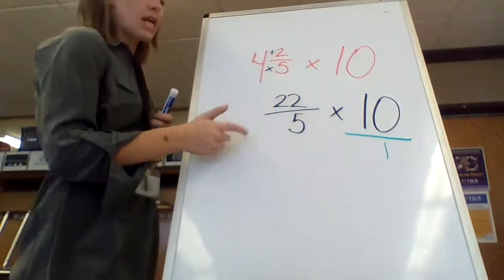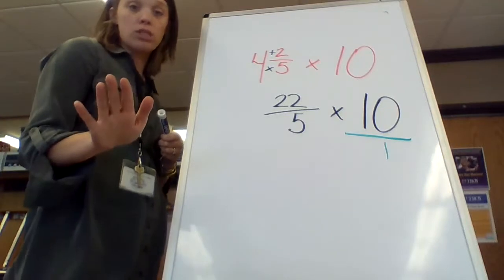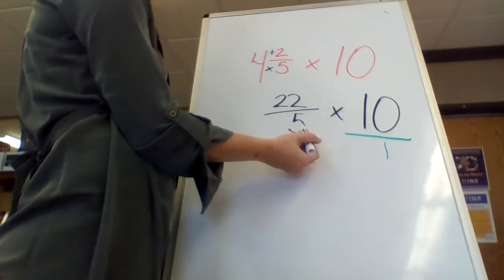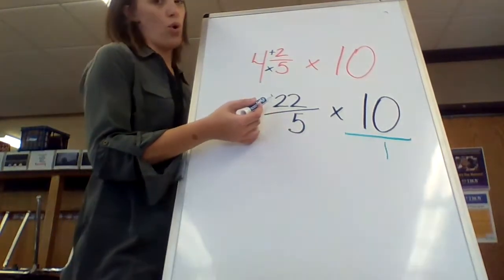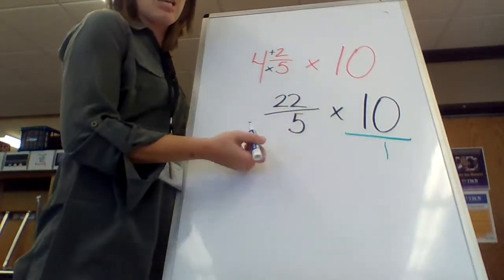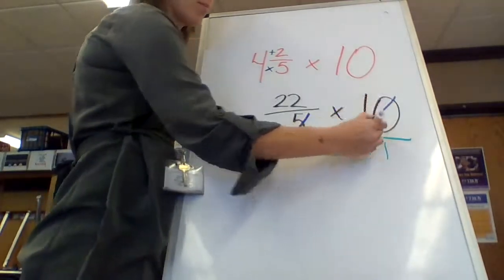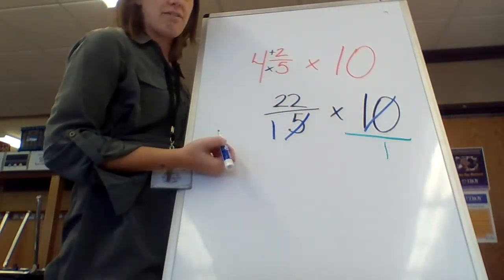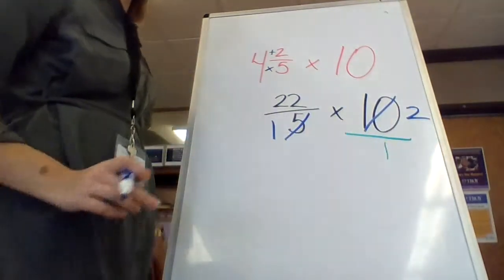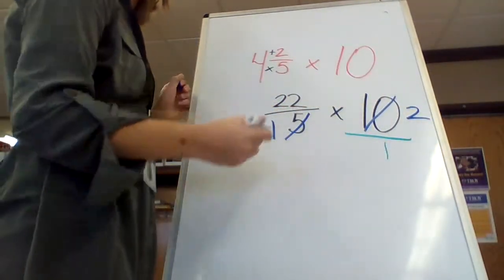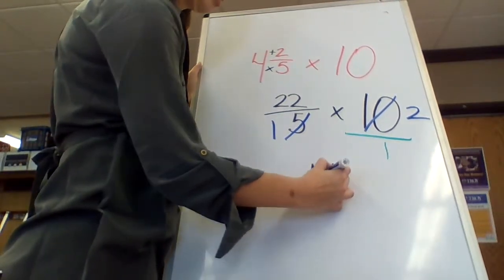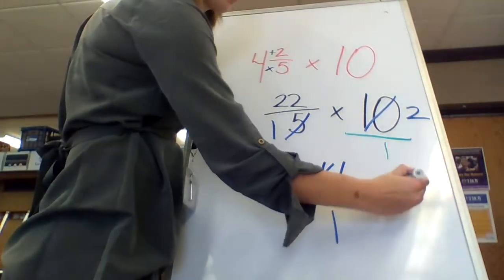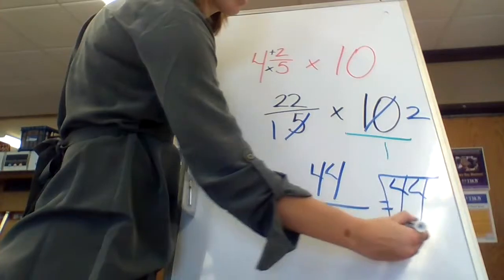Now I'm going to look at these and say, okay, can I simplify before I multiply? Let's check it out. Let's look at my number 5. Can 5 go into 22 evenly? No. Can 5 go into 10 evenly? You bet your bottom dollar it can. 5 divided by 5 is 1. 10 divided by 5 is 2. Now I'm going to multiply across. 22 times 2 is 44. 1 times 1 is 1. So this is a whole number, 44, kiddos. Okay?